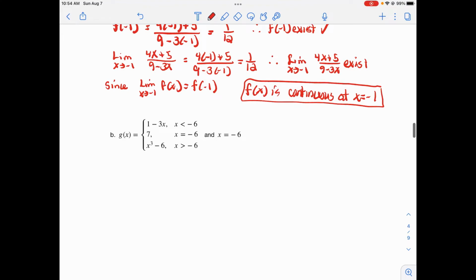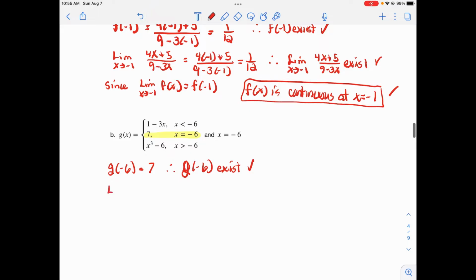All right, let's try one more. So first here, I have to show that g of -6 exists. Well, by our definition here, g of -6 is 7. So that equals 7. So g of -6 exists. So we've proved that statement.